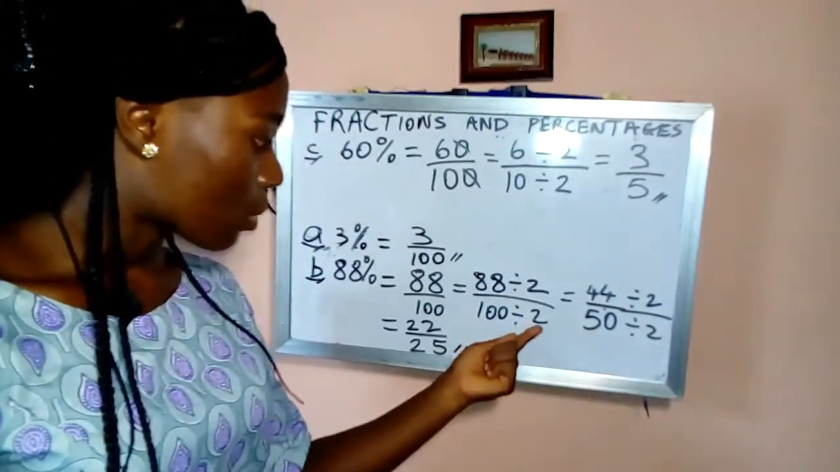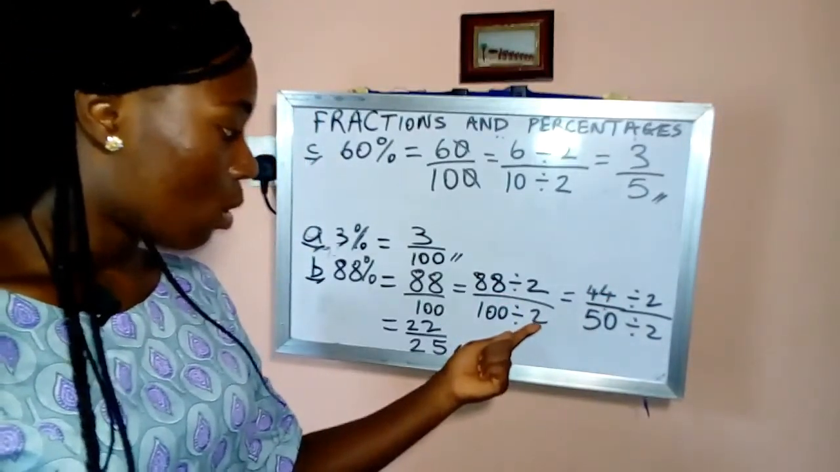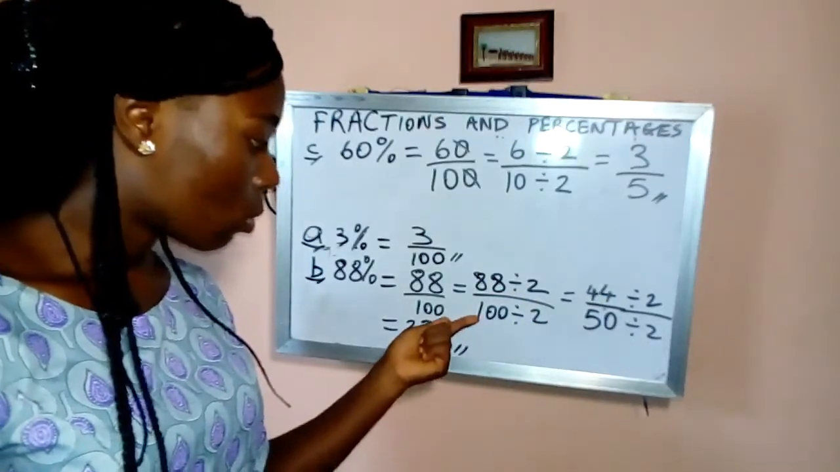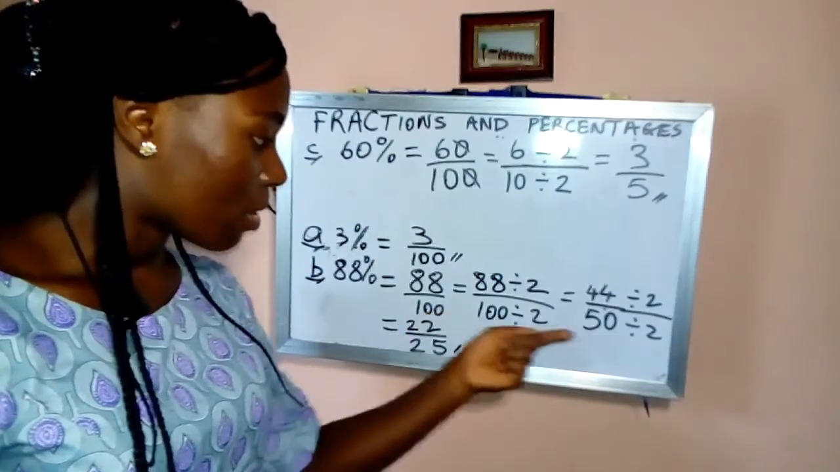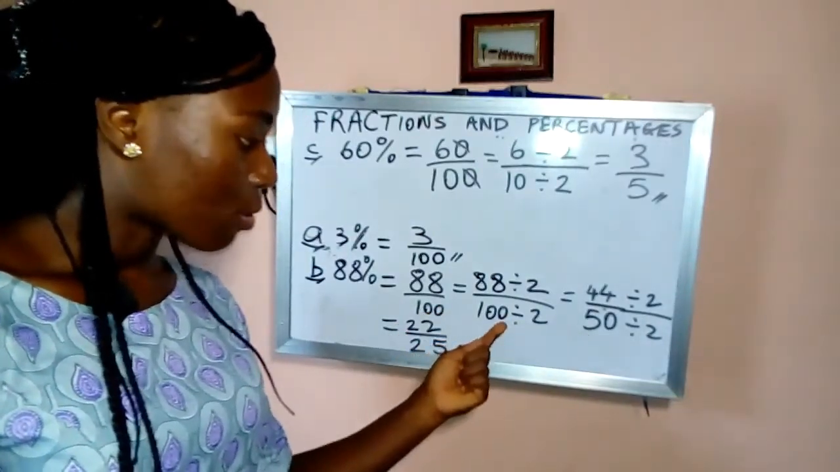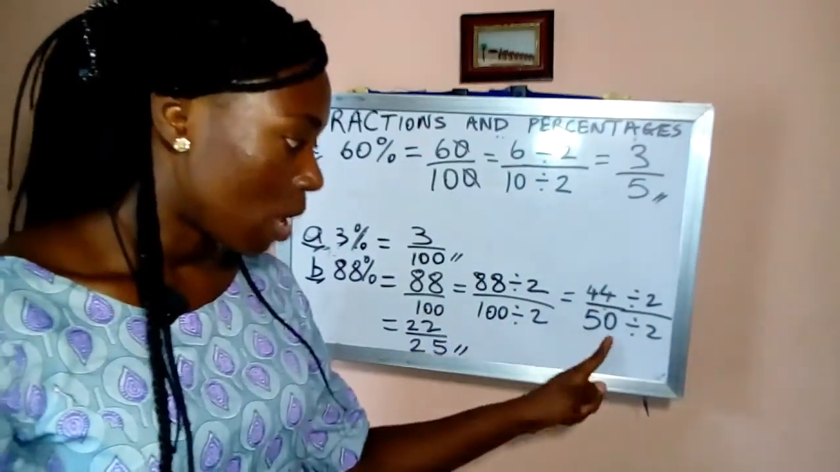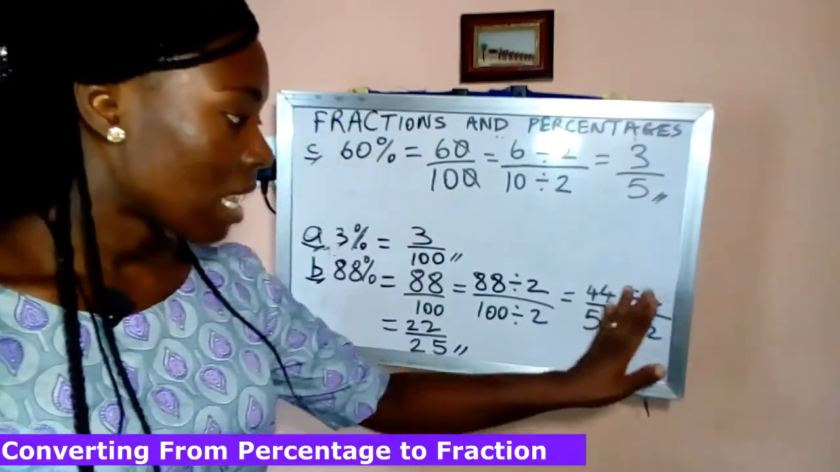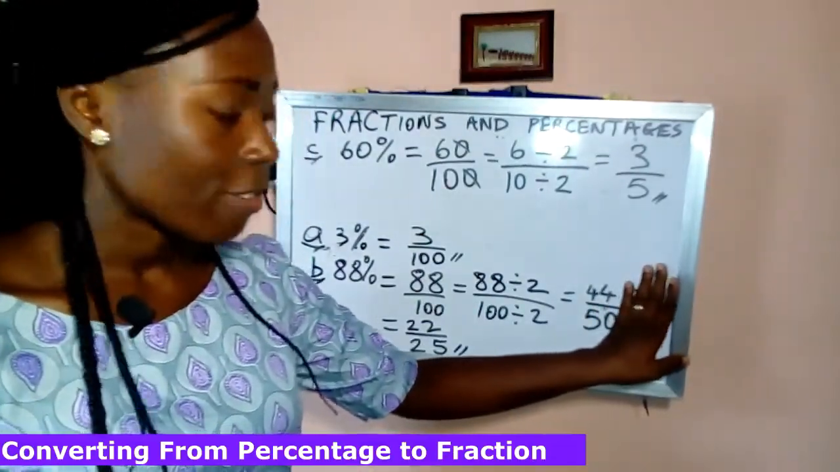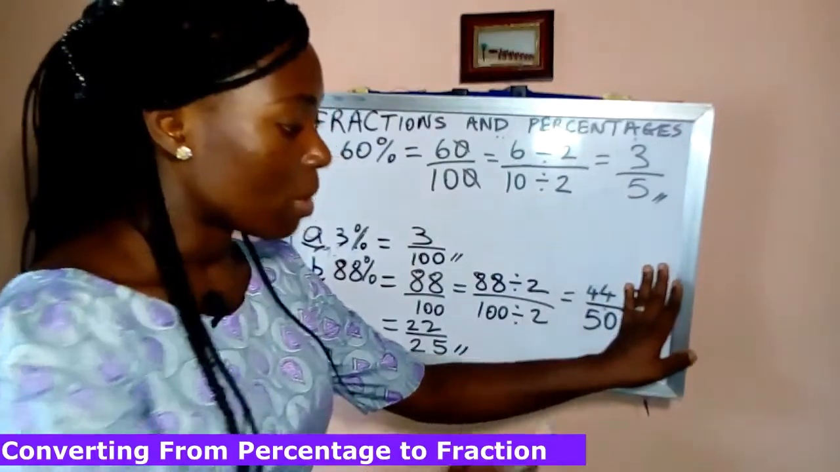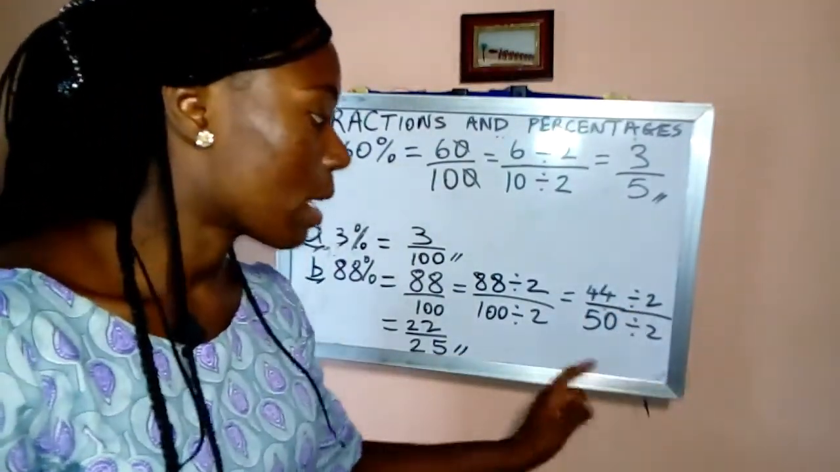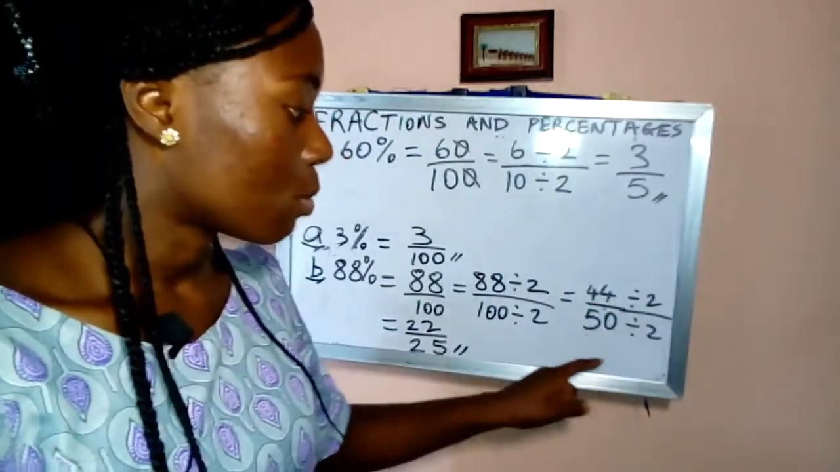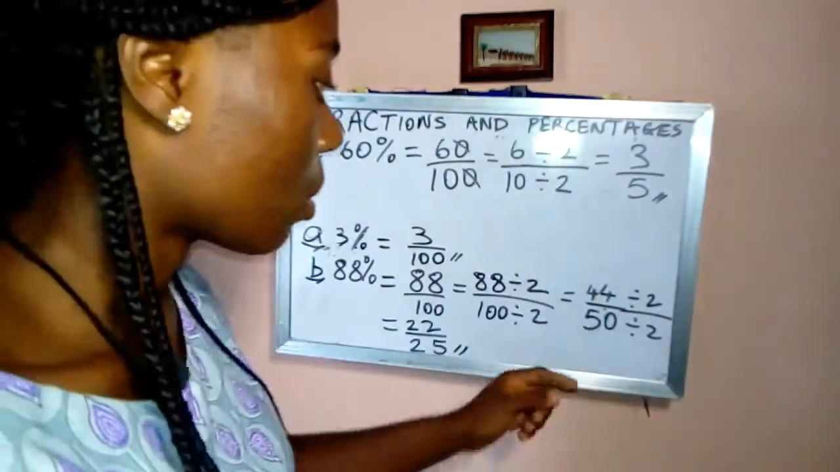Now I divide again by 2. 2 into 1, 1 is smaller than 2, so let's take the first 2. 2 into 10 will give me 5. Now I have 0 at the back. 2 into 0 is still 0, so I put my 0 here. That left me with 44 over 50. Now looking at both of them, they are both even numbers, so I still decided to divide by 2 again. 44 divided by 2, 50 divided by 2. Let's see what that will give us.